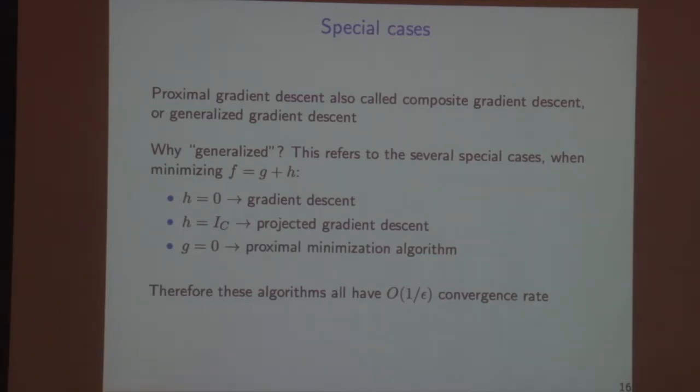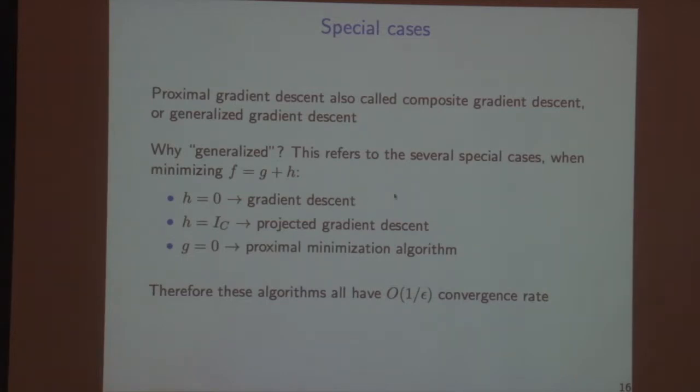Sometimes you'll hear people call proximal gradient descent different names. The two names you might hear other than proximal gradient descent are composite gradient descent or generalized gradient descent. Composite is kind of obvious, because we try to minimize composite functions, smooth plus non-smooth. Generalized refers to something else, which is that through several special cases of proximal gradient descent, we can get back known algorithms.